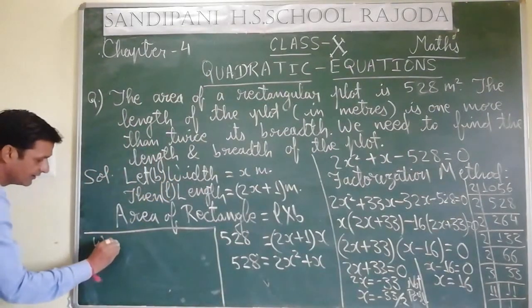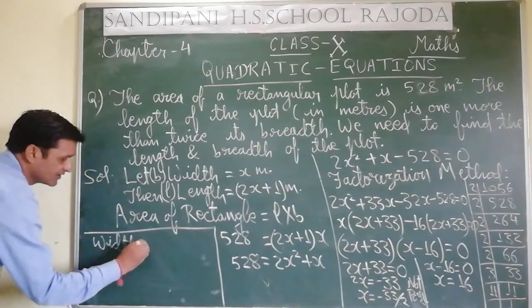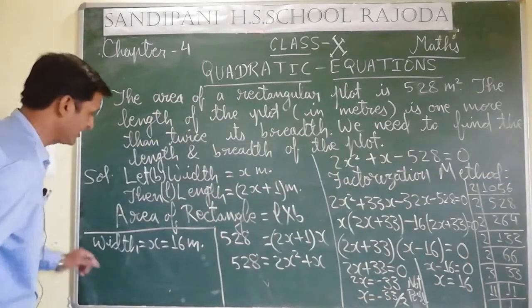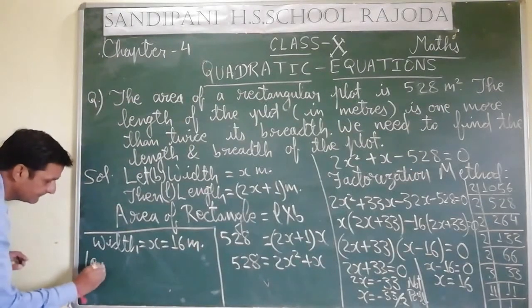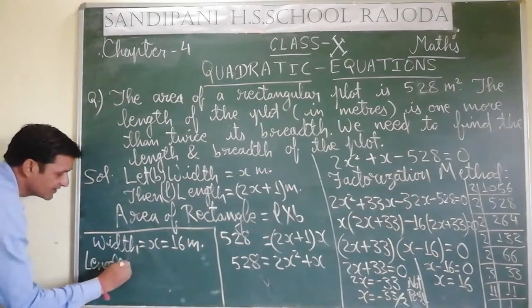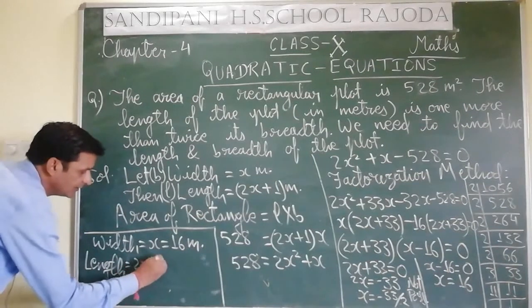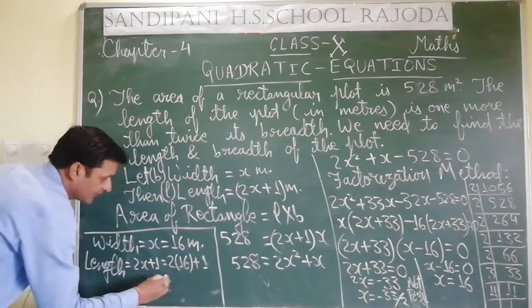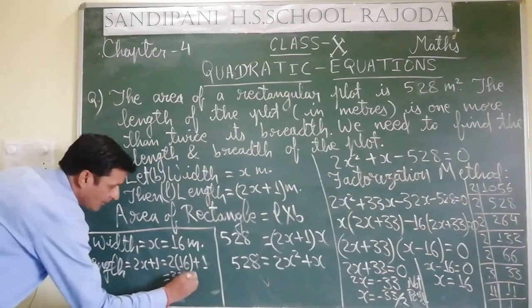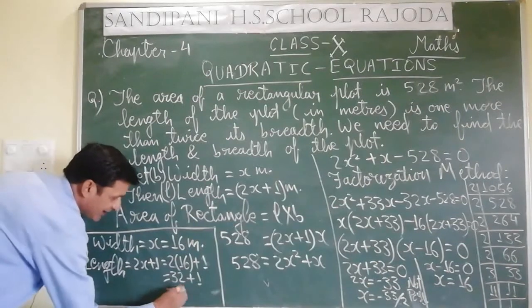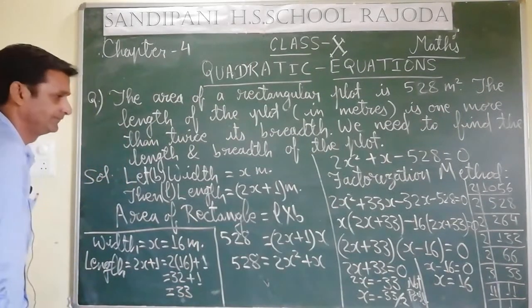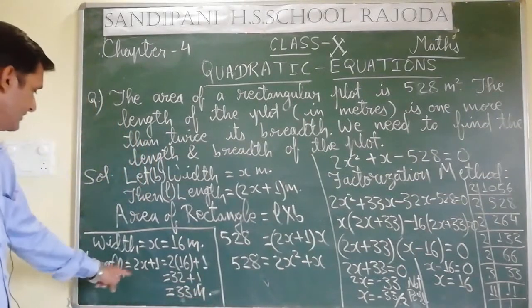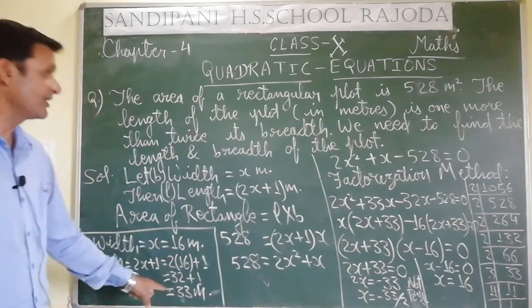Width is equal to x is equal to 16 meter, because it is in meter in the question, and length is equal to 2x plus 1, that is equal to 2 into 16 plus 1, that is equal to 32 plus 1, so it will be 33. 33 meter is length and 16 meter is width.